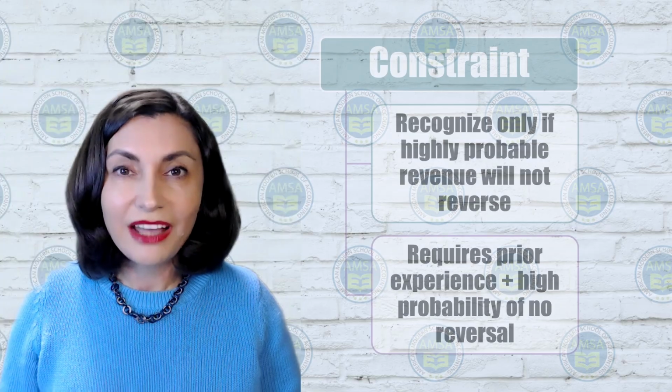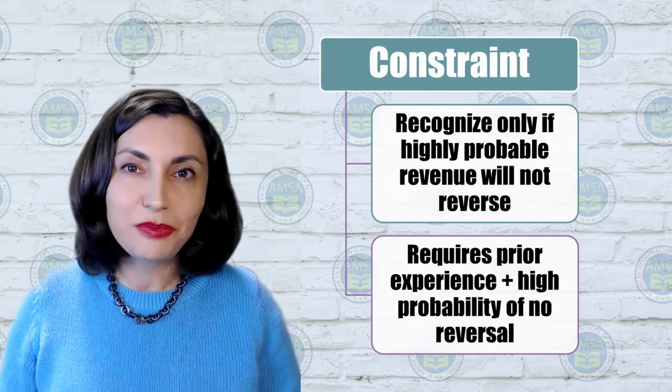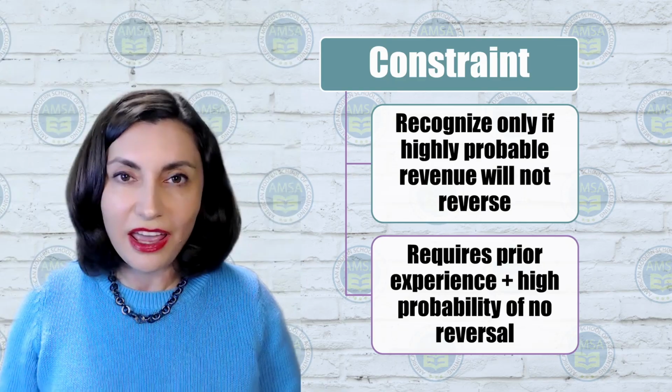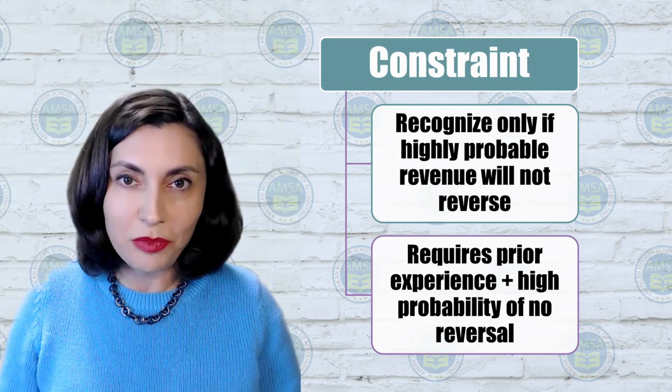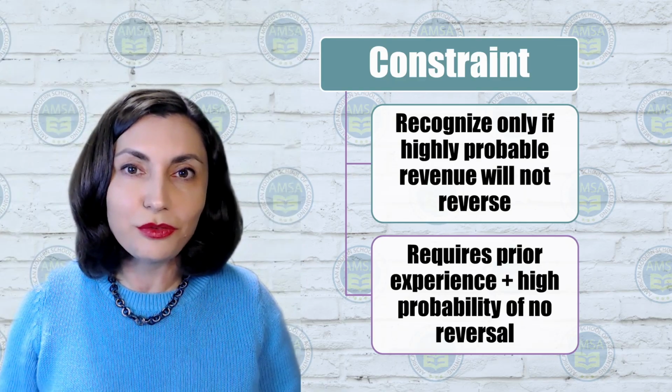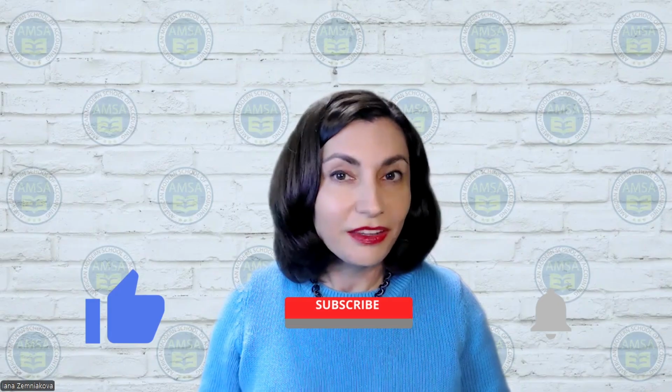company is entitled. Note that a company only allocates variable consideration if it is reasonably assured that it will be entitled to that amount. That means they must have experience with similar contracts, and it must be highly probable that no significant revenue reversal will occur. If not, revenue recognition is constrained. In other words, you don't recognize the variable portion yet.